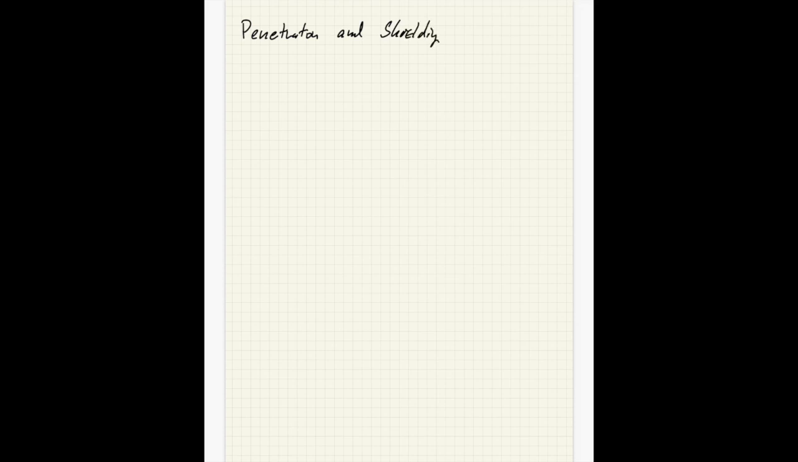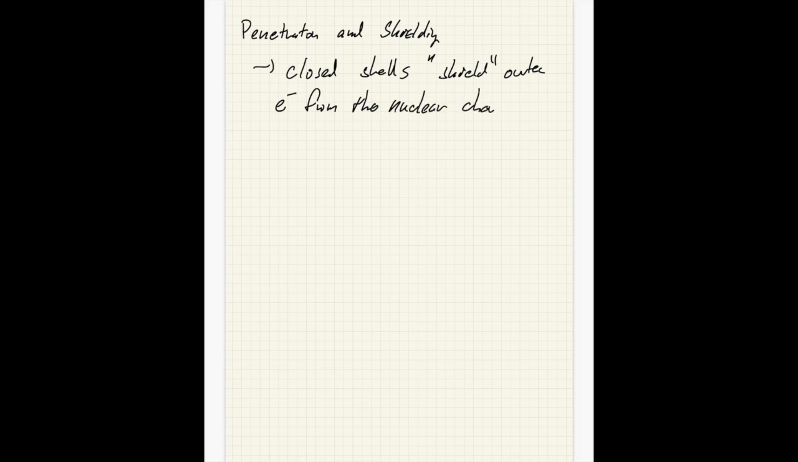So if you recall penetration and shielding, when you're doing electron filling and calculating effective nuclear potentials, all those fun things in general chemistry, here we go again. So what this boils down to is that closed shells, meaning completely filled orbitals, especially with the principal quantum number, so when n is equal to 1, that would be 1s2. When n is equal to 2, that would be 2s2 plus 2p6. The closed shells shield the outer electrons from the nuclear charge.